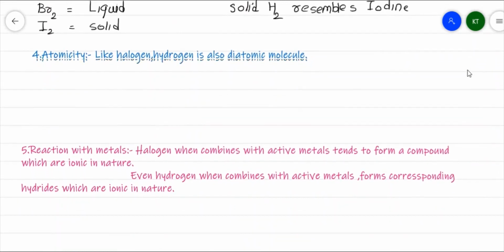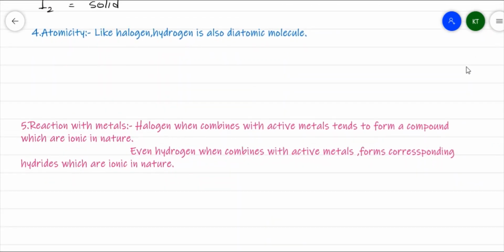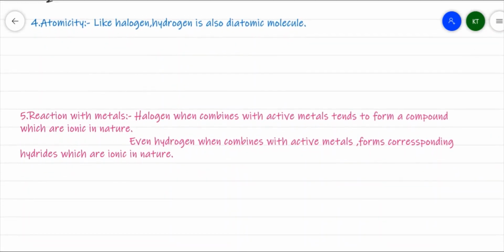Now next, after physical state, we have atomicity. Atomicity is nothing but the number of atoms present in one molecule. So like halogens, which are diatomic, hydrogen is also considered a diatomic molecule.